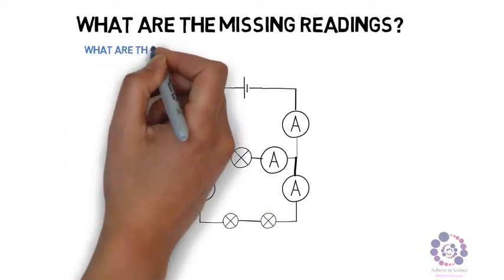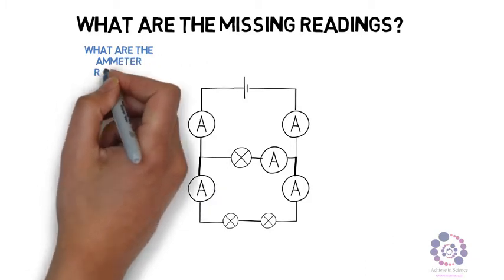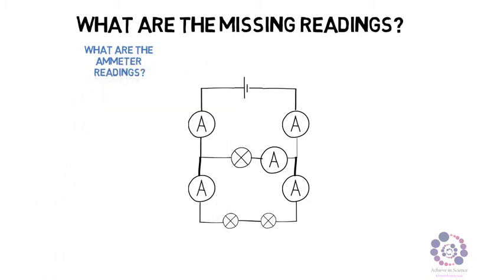Now in the question, it's going to ask you what the missing ammeter readings are. It's going to provide you with two readings. The first reading shows you that 12 amps, and the second reading shows you 4 amps.